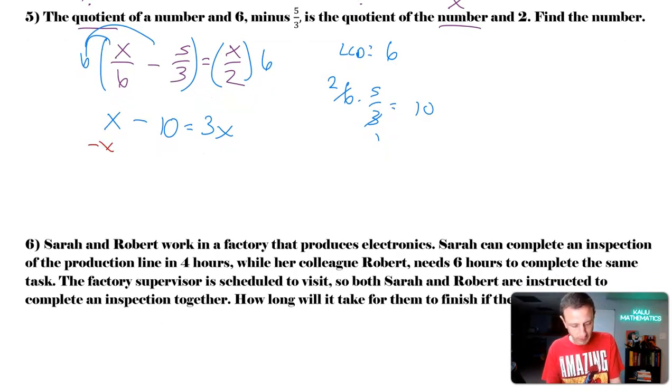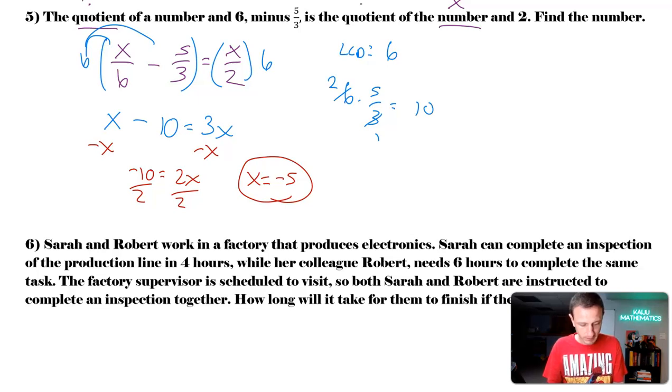Now let's solve. I'm going to subtract x from both sides because I want to get the x's together. So negative 10 equals 3x minus x, which is 2x. Divide by 2, x equals negative 5. So there is the number, negative 5.